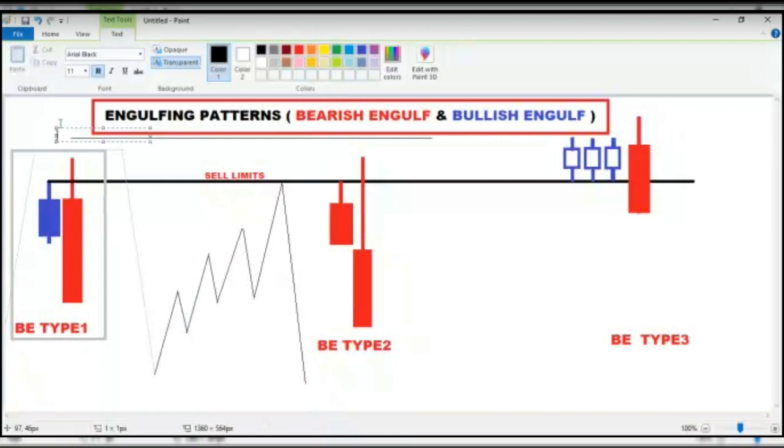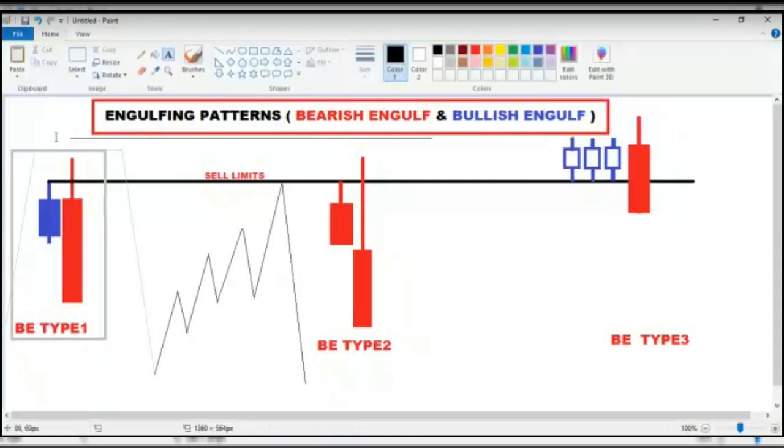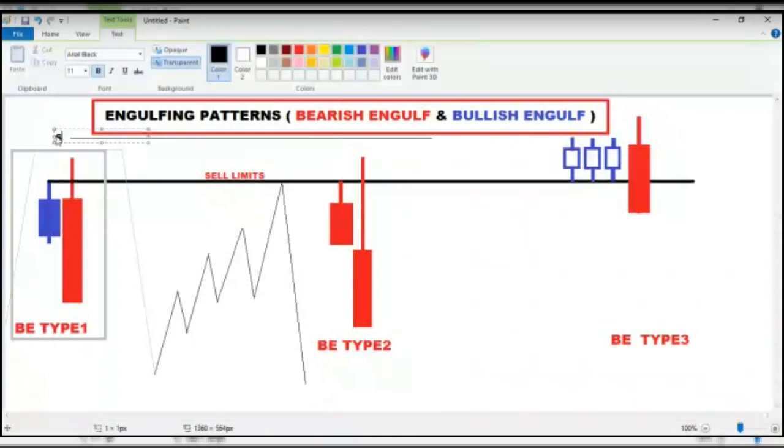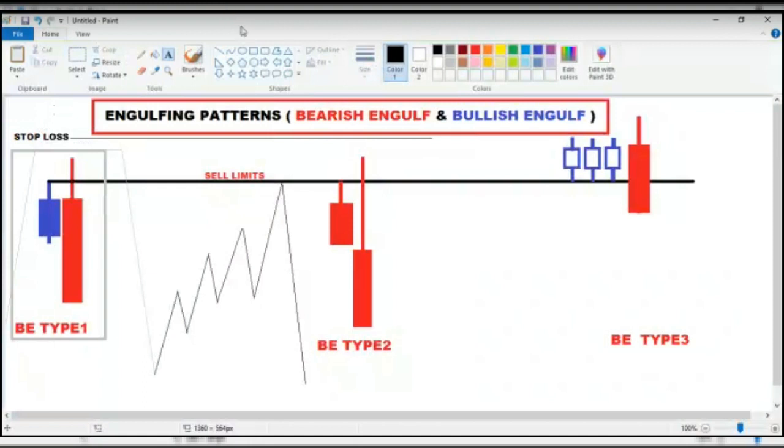Okay, one moment. Stop loss. That's why you have the stop loss. Okay, so this is how you take your sells. So this is where you would sell in this instance.